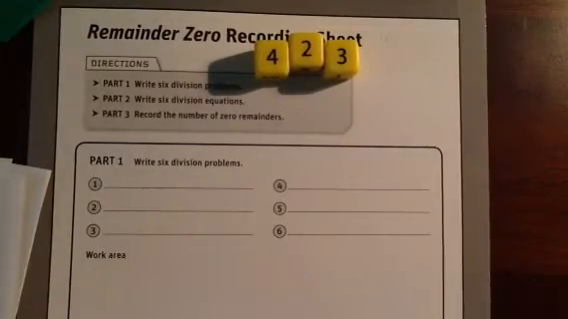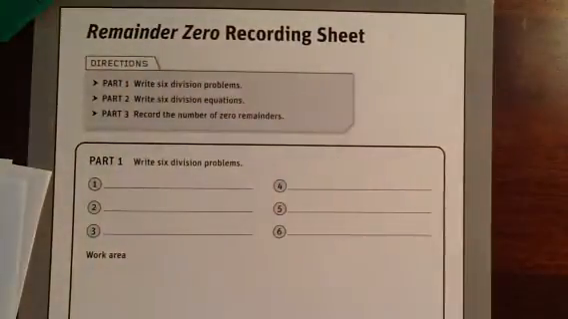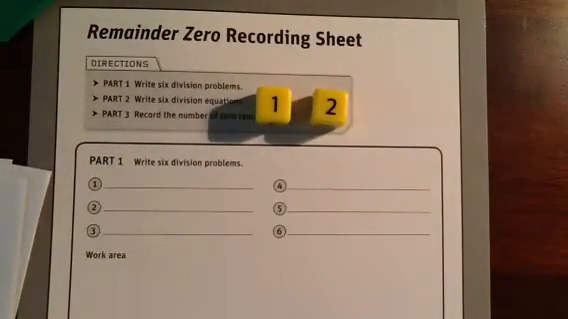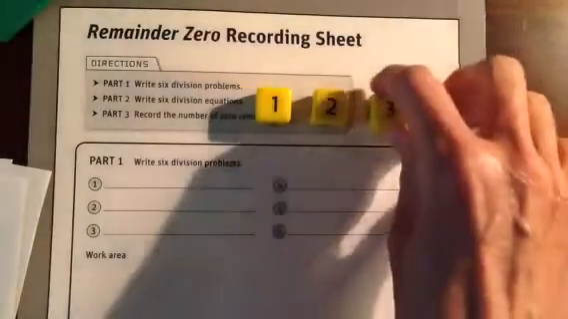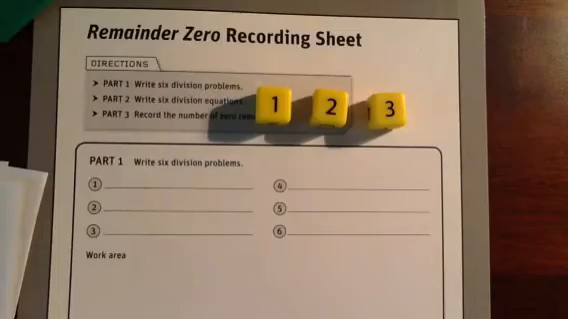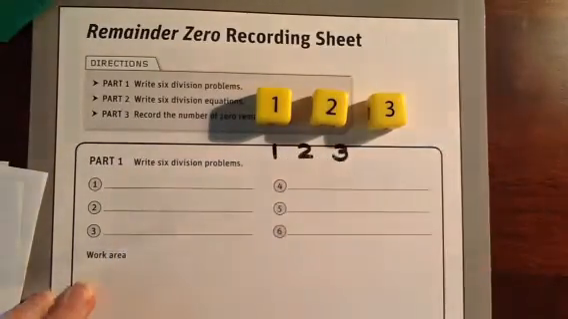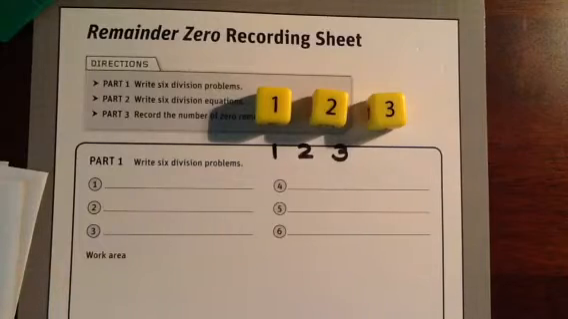So in order to play, the students are going to roll the dice, and they're going to come up with 3 numbers. I'm just going to have these numbers set up for you. So say these were the numbers that they rolled, a 1, a 2, and a 3. They're going to record those so they can refer back to them. And then they're going to write 6 division problems using the numbers that they rolled.